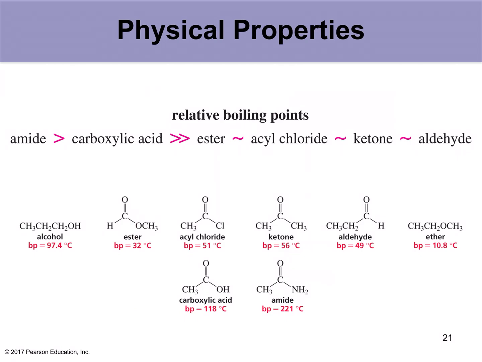And the physical properties of these compounds, relative boiling points. Amide has a higher boiling point compared to carboxylic acid, which has a higher boiling point compared to ester. Acyl chloride, ketone, and aldehydes are about the same. And these are some of the actual boiling points of these molecules.